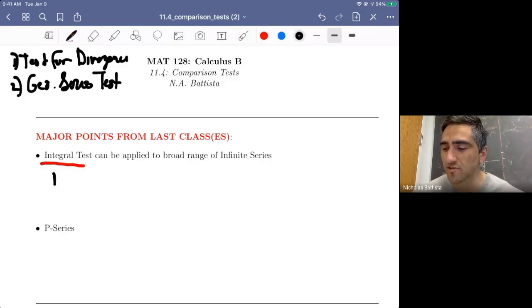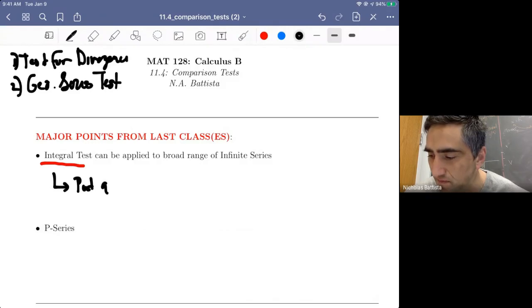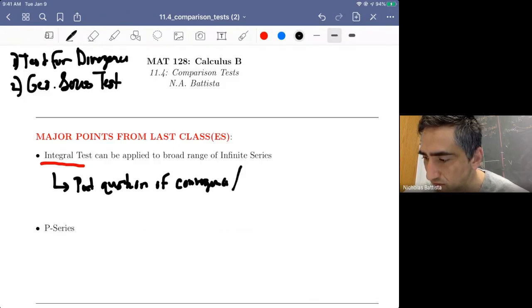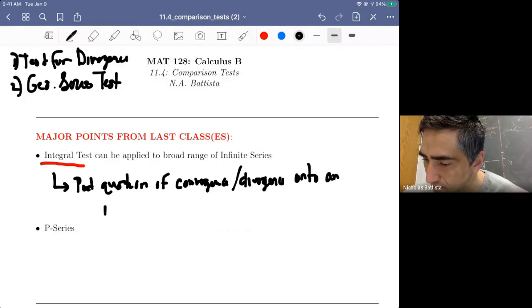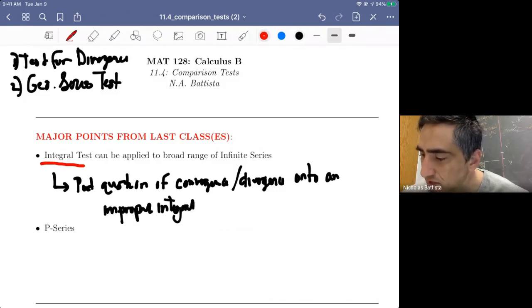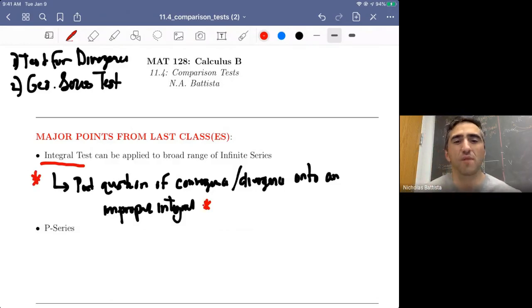And just to quickly remind ourselves what the integral test did, it put the question of convergence and divergence onto an improper integral. So if this improper integral converged, we could say that our series converges. Or if this improper integral diverged, we're able to say our series also diverges. So it seems like a very useful test.